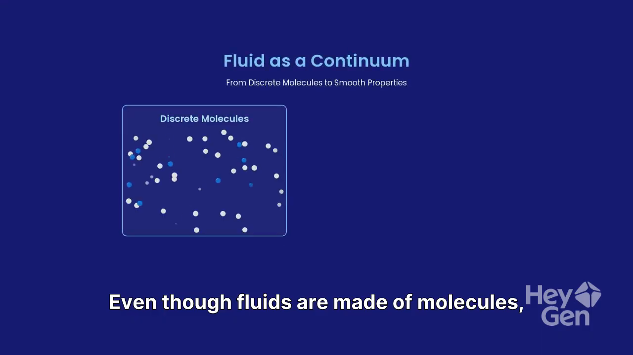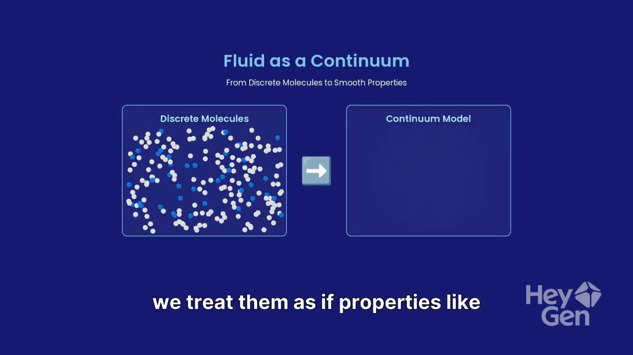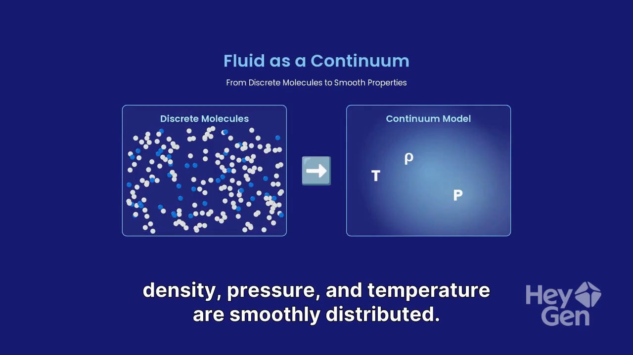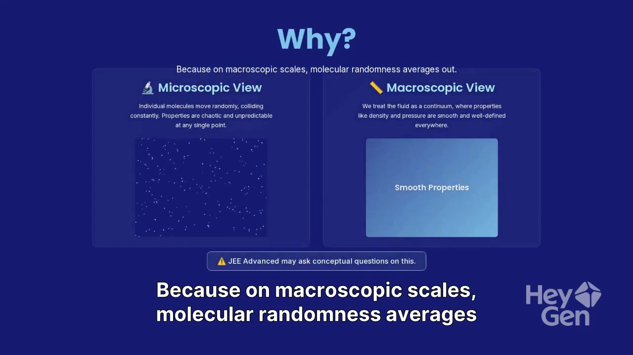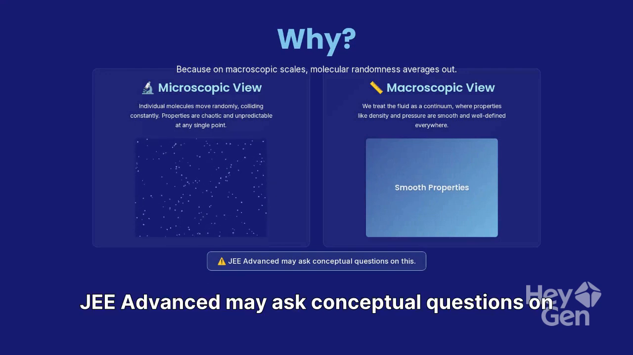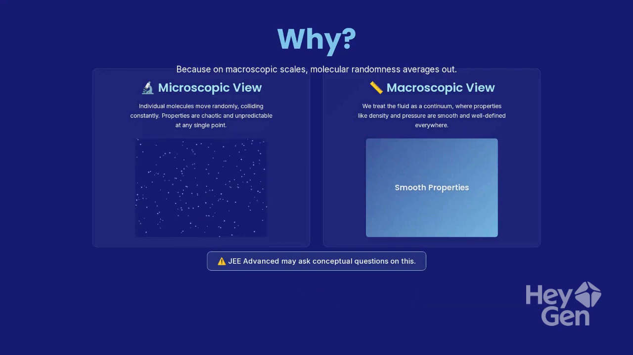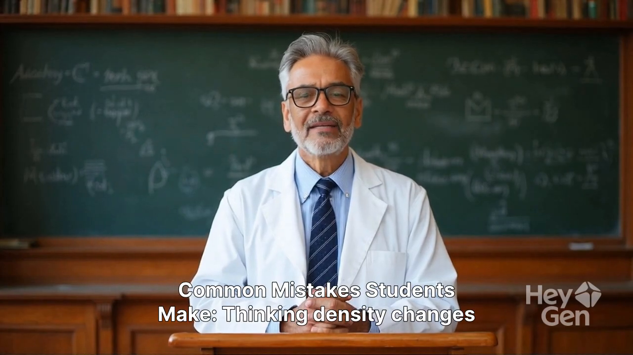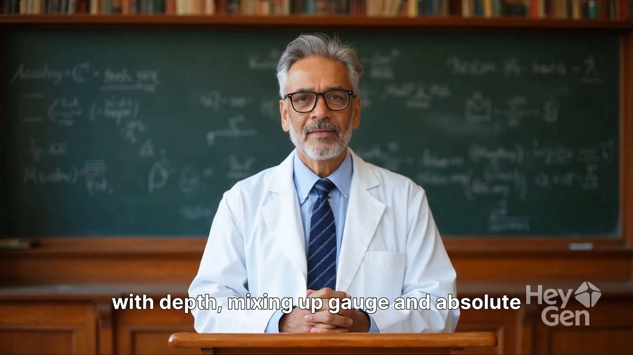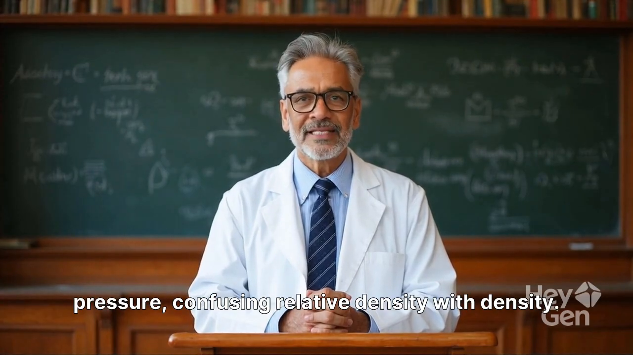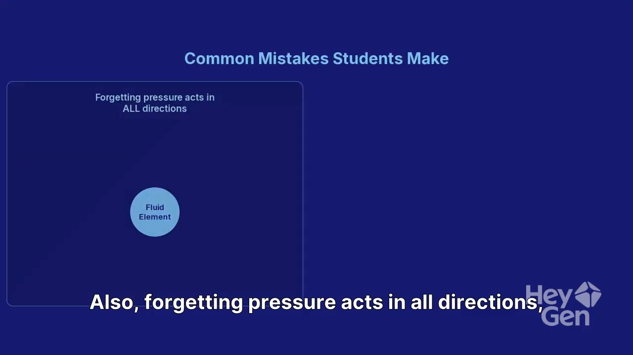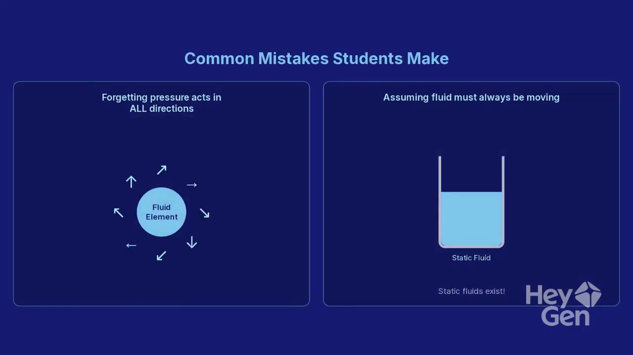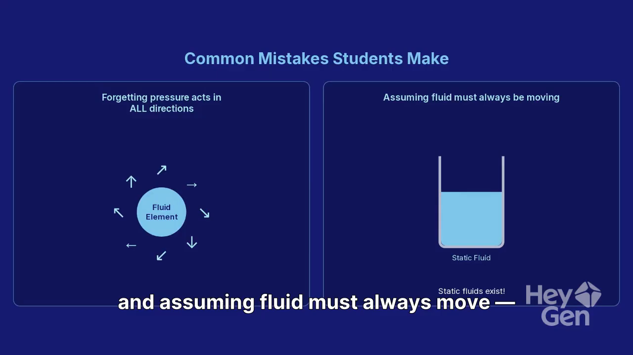Even though fluids are made of molecules, we treat them as if properties like density, pressure, and temperature are smoothly distributed. Why? Because on macroscopic scales, molecular randomness averages out. JEE Advanced may ask conceptual questions on this. Common mistakes students make: thinking density changes with depth, mixing up gauge and absolute pressure, confusing relative density with density. Also, forgetting pressure acts in all directions, and assuming fluid must always move.